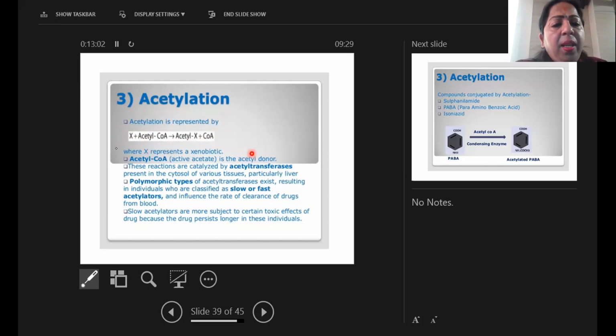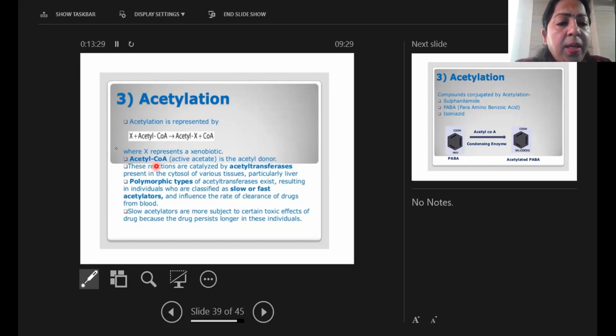Acetyl coenzyme A is an acetyl donor. These reactions are catalyzed by acetyl transferases. You put the name of the conjugating agent plus transferases: sulfotransferases, then glucuronyl transferases, and here it is acetyl transferase.